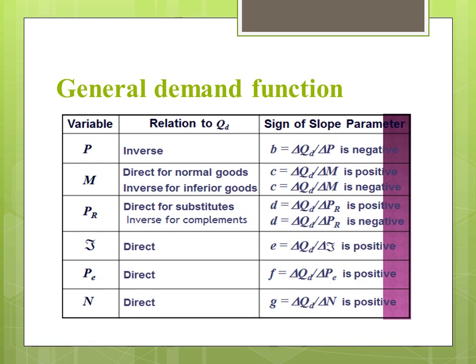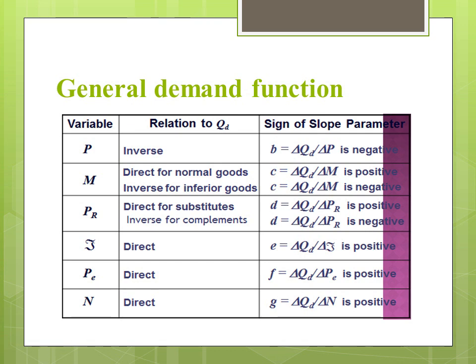So here the relationship between price and quantity demand is inverse, because when price increases, quantity demand will decrease, and when quantity demand increases, price will decrease. So here the relationship between price and quantity demand is negative. So here the slope is negative. B here is the slope parameter, and B is equal to change in quantity demand over change in price.